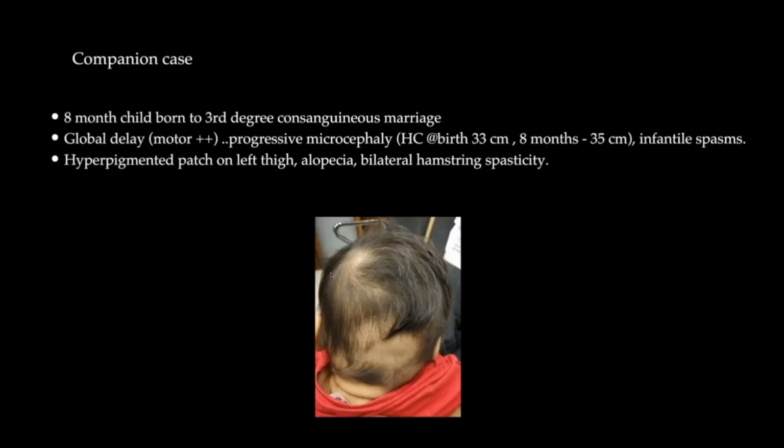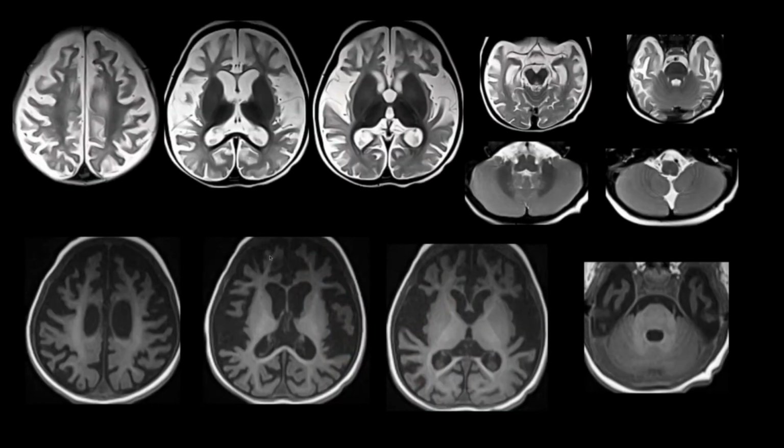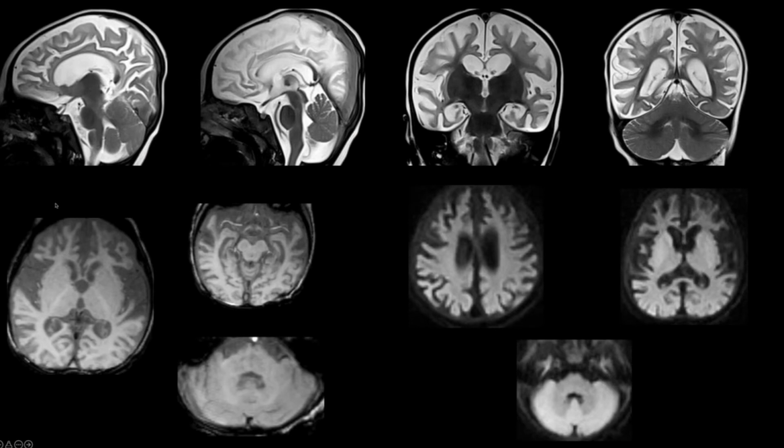So once we saw that case, it reminded us of this case, which was done a few months back. It was an 8-month child born to third-degree consanguineous marriage, had global delay, progressive microcephaly with infantile spasms, had a hyperpigmented patch on the left thigh with alopecia and bilateral hamstring spasticity. And the imaging you can appreciate is almost identical to the index case. Again, severe volume loss with preservation of the deep brain nuclei and dark T2 hypointense changes, especially in the basal ganglia and the thalamus. Again, thinned out corpus callosum, no changes on the SWI sequences, no change on the diffusion sequences.